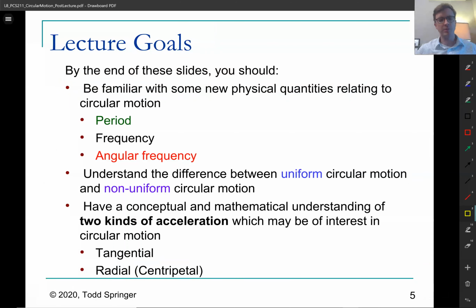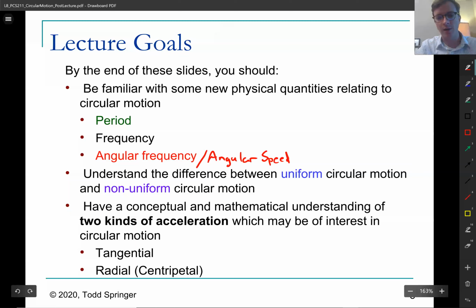Some new terms: period, frequency, angular frequency, or I should probably call this angular velocity or angular speed, which is what's used in the textbook, angular speed. Those mean the same thing. And then we're going to talk about objects in what is called uniform circular motion. That's objects moving at a constant speed.